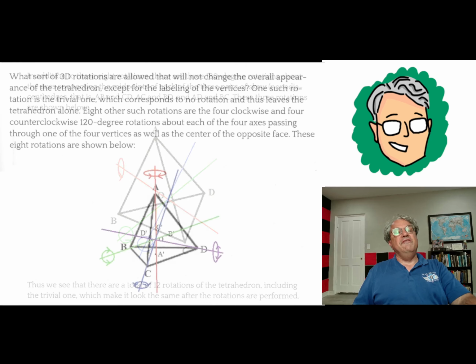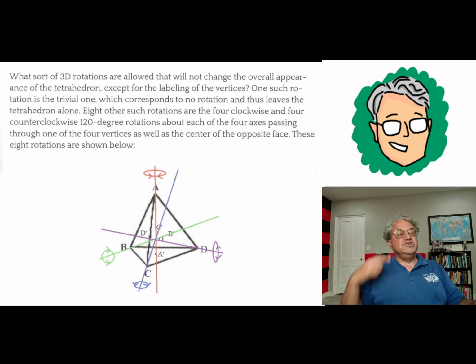But then we've got the 3 threefold rotations. Notice that each of the threefold rotations leaves one of the vertices alone. For instance, the vertical axis, the red axis. Notice the vertex A is on top. A stays put. A is a fixed point.